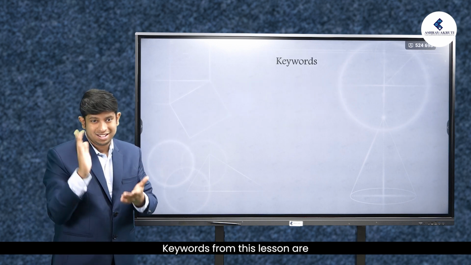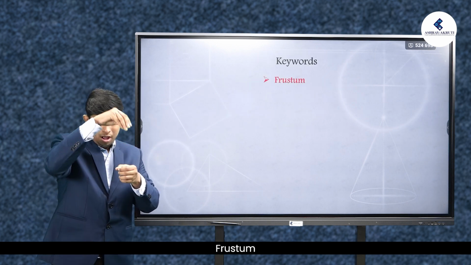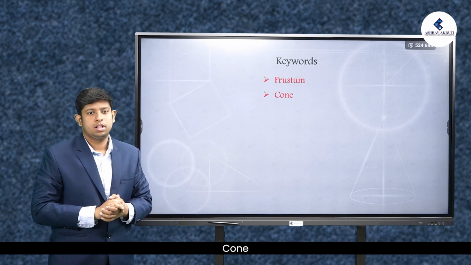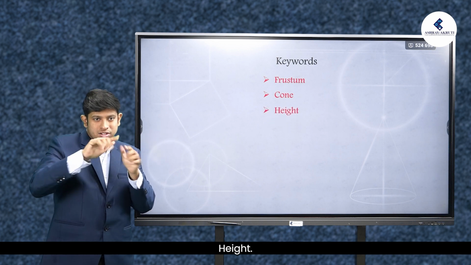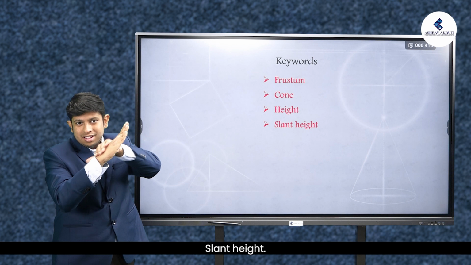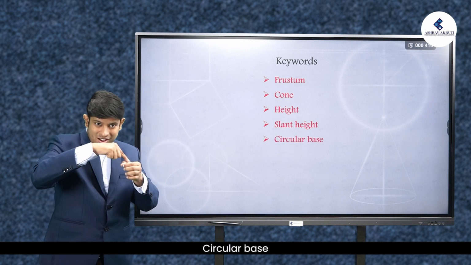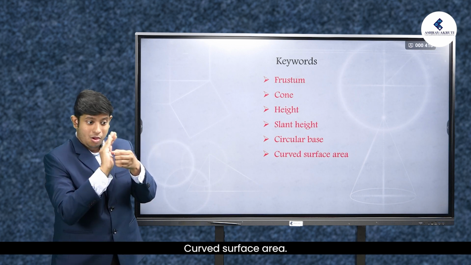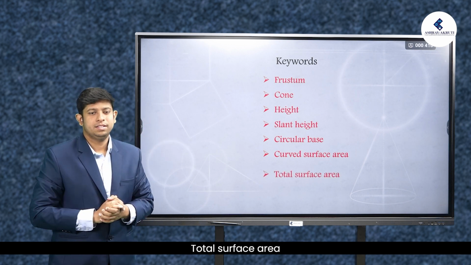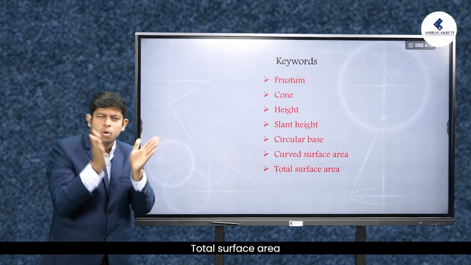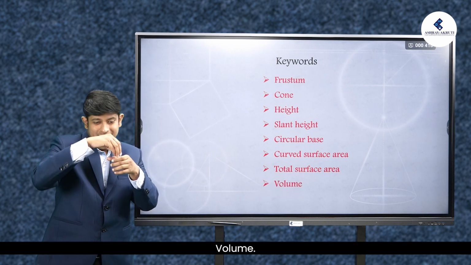Keywords from this lesson are frustum, cone, height, slant height, circular base, curved surface area, total surface area, volume.